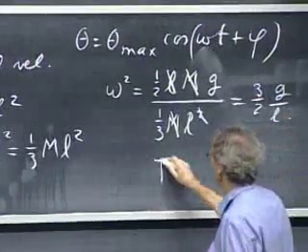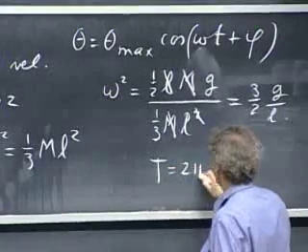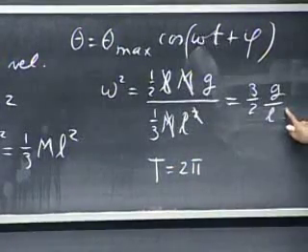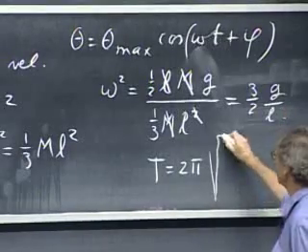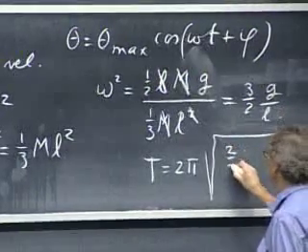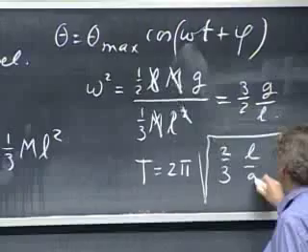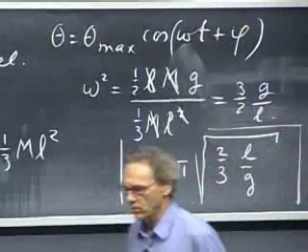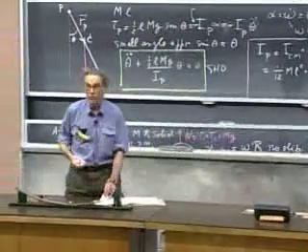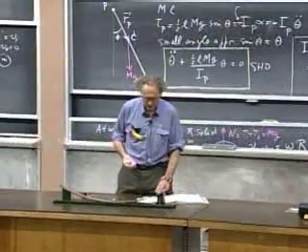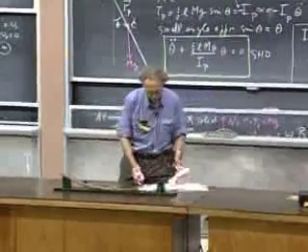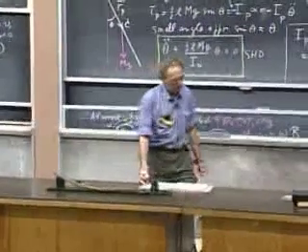And so the period of one oscillation is 2 pi divided by omega. Omega is the square root of this, so that becomes 2 pi times the square root of 2/3 L over g. And that is the period of the oscillation of this ruler. We worked on something similar in lectures, and we even measured the period, and we found very, very good agreement with the theoretical prediction.